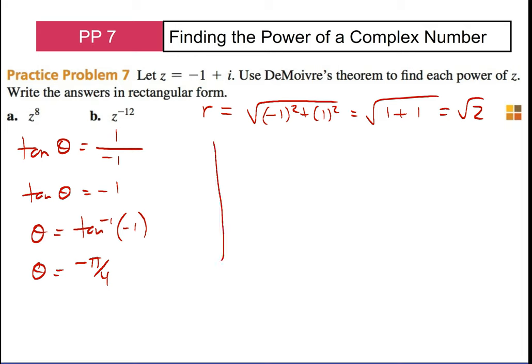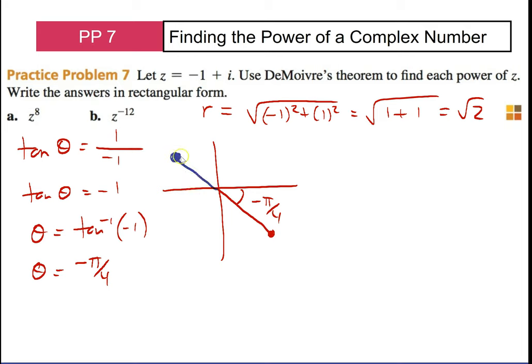So if you look at a quadrant basis here, we've found out that we are pretty much down here. Here's my pi over 4, negative pi over 4. What we want to do is we actually want to be in quadrant 2, because notice it's a negative a value, negative a, positive b, so it's negative 1 plus 1.